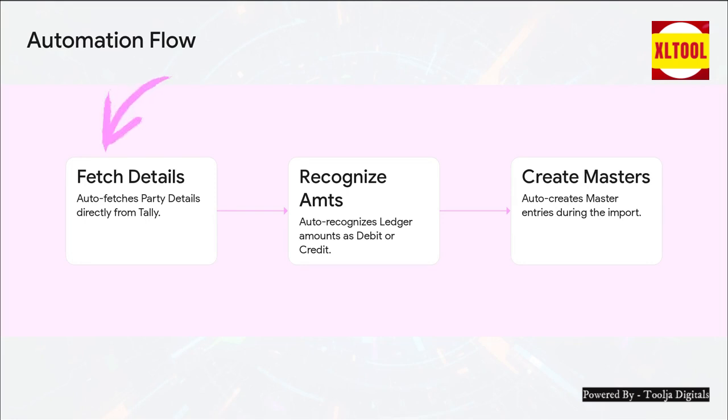Step 1. The system auto-fetches party details directly from your active Tally company. Step 2. It automatically recognizes ledger amounts as debit or credit, so you don't even have to map that out in your spreadsheet. Step 3. If a master ledger or stock item doesn't exist yet, it auto-creates those master entries during the import process. It reduces highly complex, multi-step tasks to one effortless, automated flow.